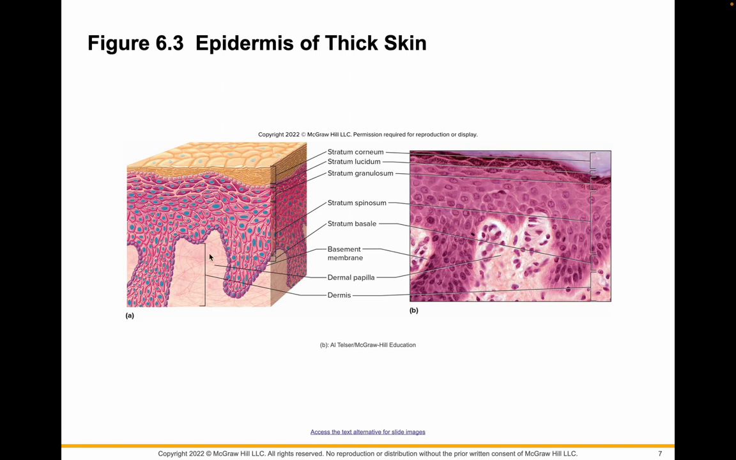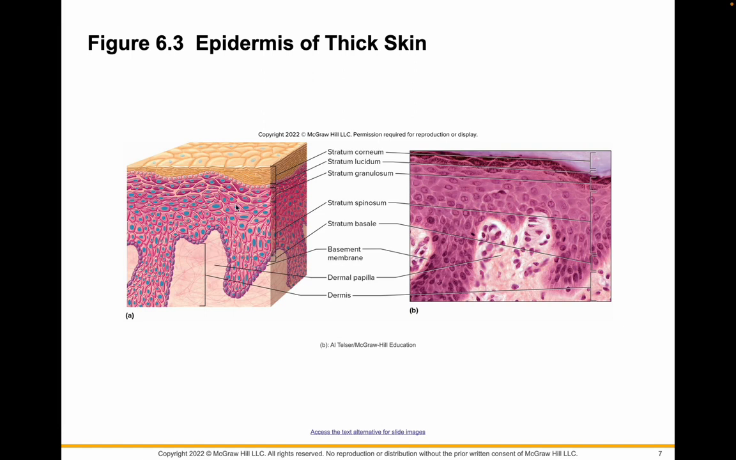It's well nourished because it's right here next to the blood vessels in the dermis. And then it creates stratum spinosum. And then spinosum's got some specific cells in it, but it changes to the granulosum, which is this part.